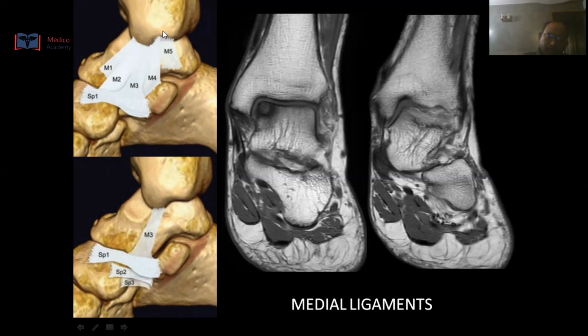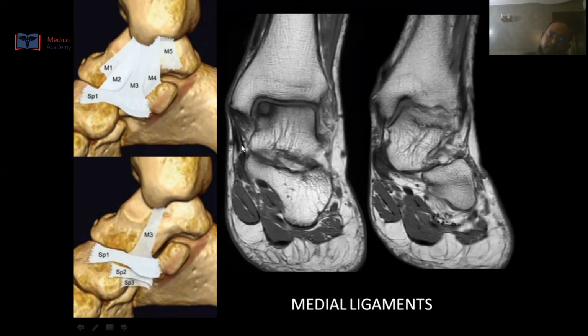So tibio-talar, tibio-calcaneal: this is the anterior tibiotalar, this is the posterior tibiotalar, this is the tibiocalcaneal, and this is the tibio-spring ligament, and this is the spring ligament. So the spring ligament again has various components which I will be talking about. So when we see in the MRI, this is the medial aspect. This is the abnormality which you are seeing in the medial dome of the talus. There is the osteochondral lesion. So this is the tibio-talar ligament.